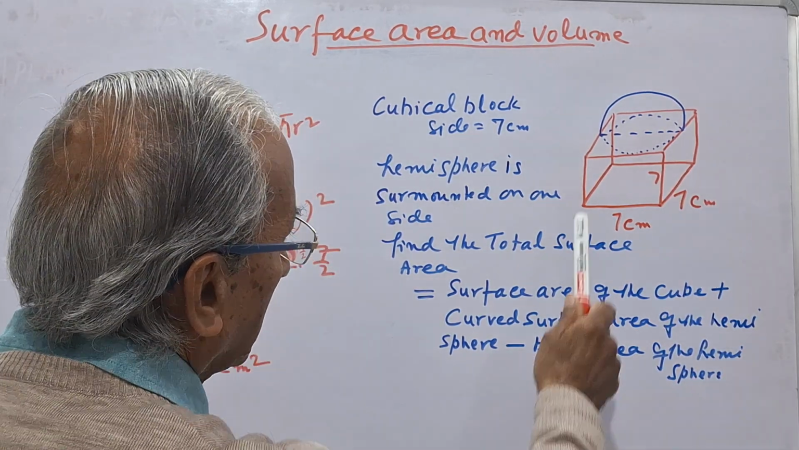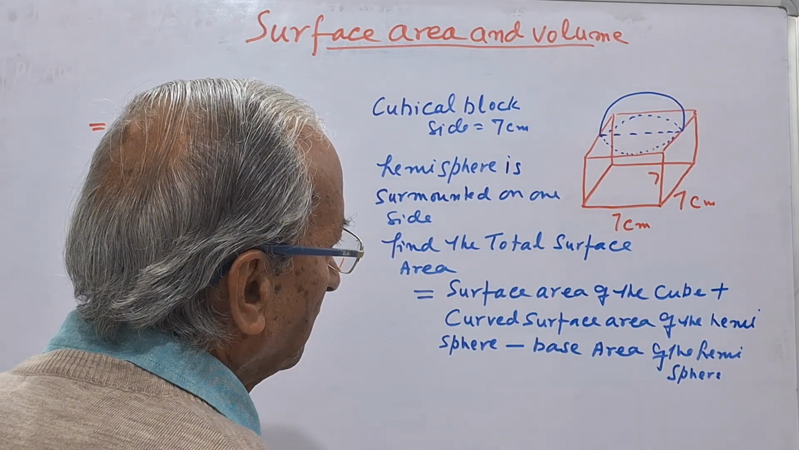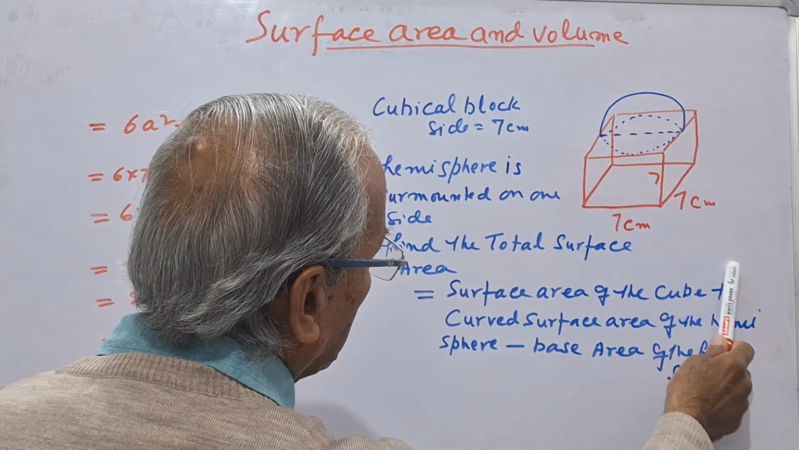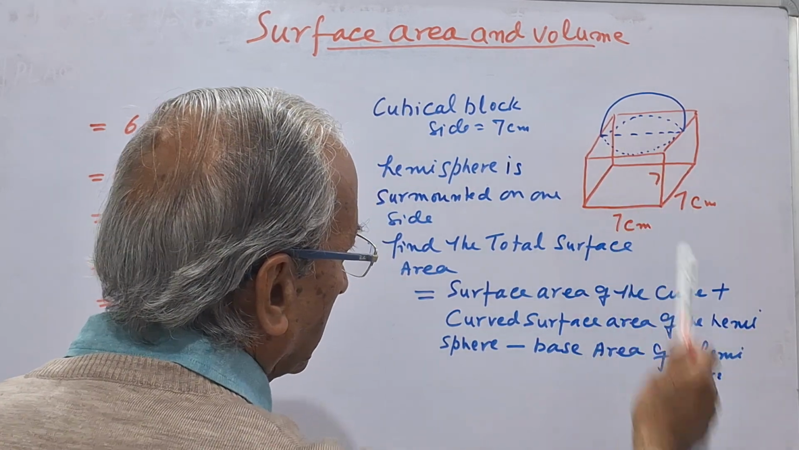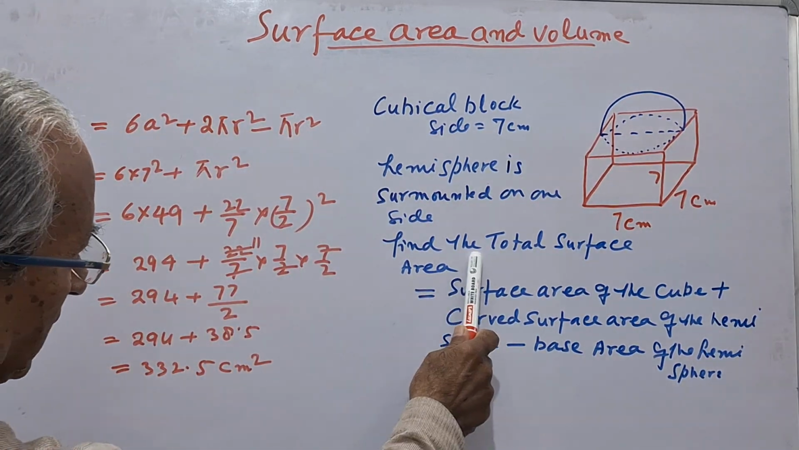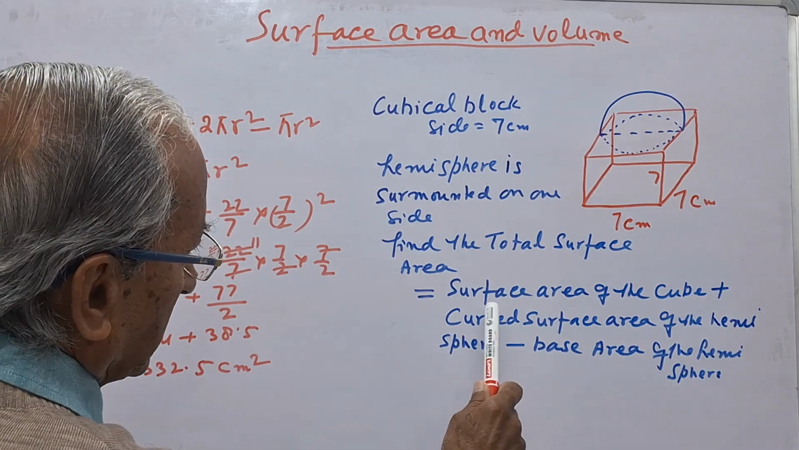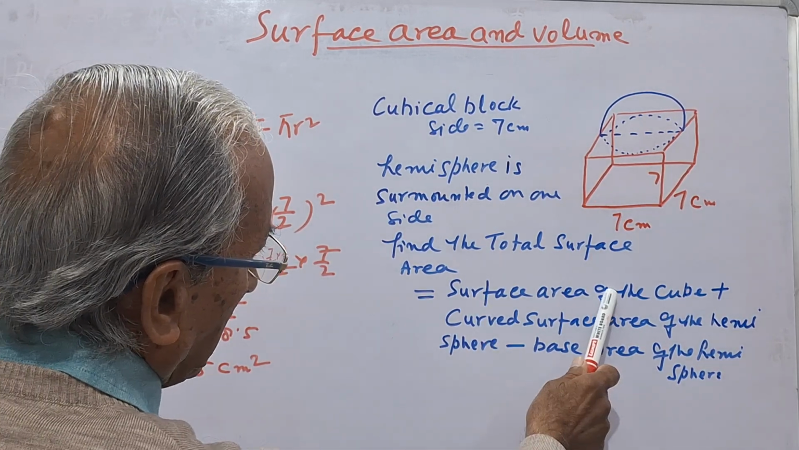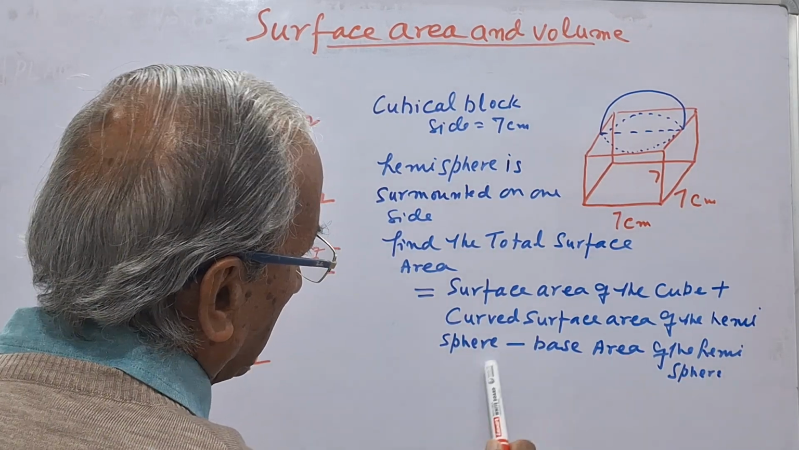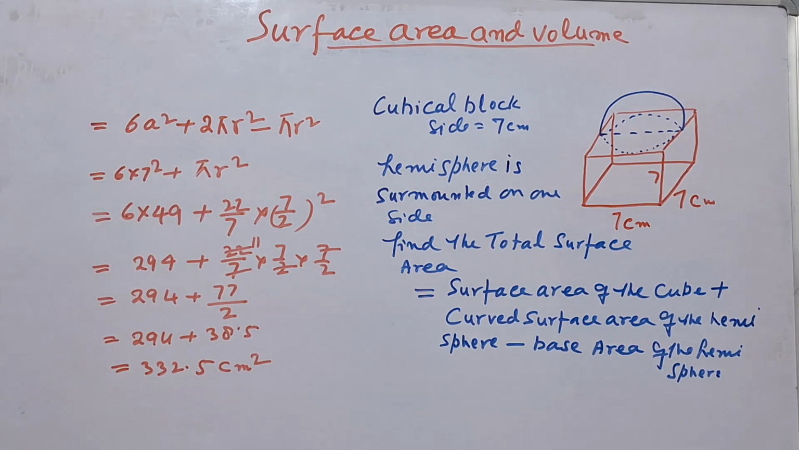Listen again. This is the hemisphere on the top of the side. When the hemisphere is mounted on the surface, the base will be removed. So we say that the total surface area of the block with hemisphere is equal to surface area of the cube plus curved surface area of the hemisphere minus base area of the hemisphere.